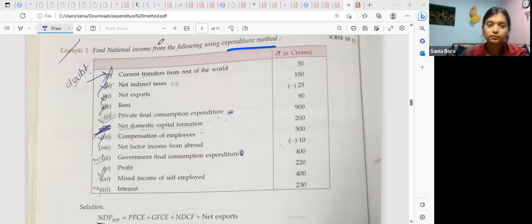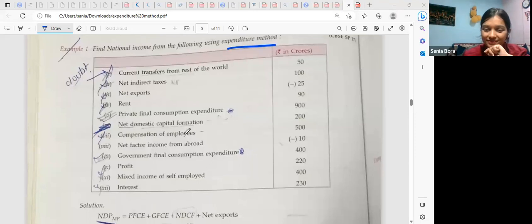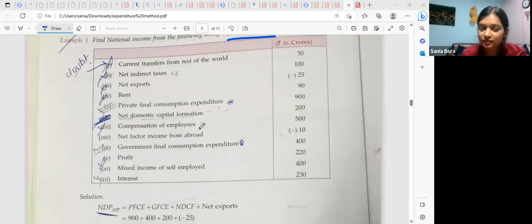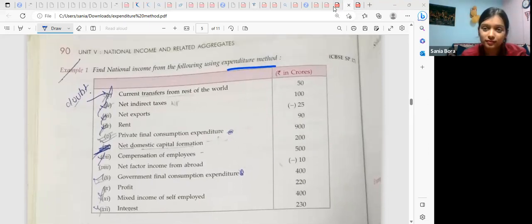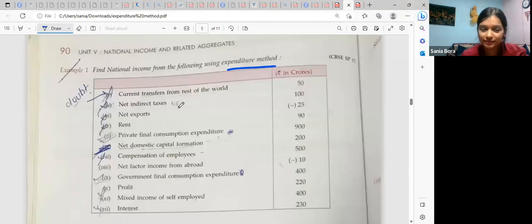Ma'am, in this question they've given net domestic capital formation. So should we use that or do we have to convert it to gross domestic capital formation? What is the formula which you are using? The private one which I gave you. This one? Gross? Yes, ma'am. So then you have to convert. Okay.